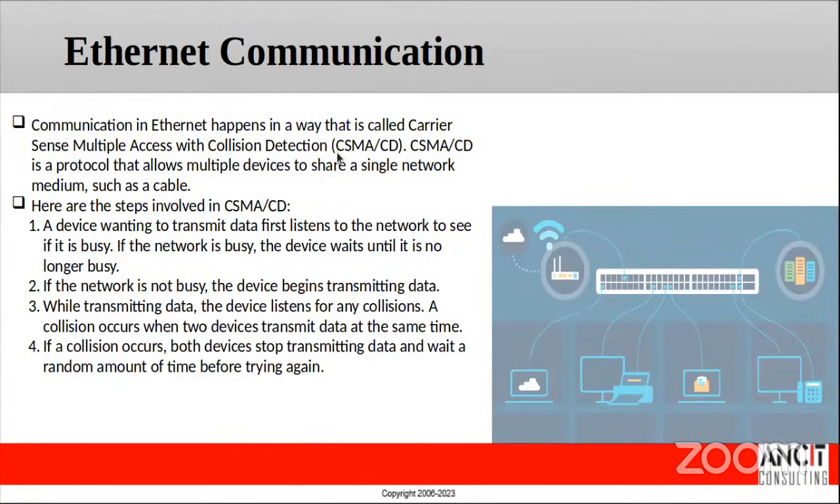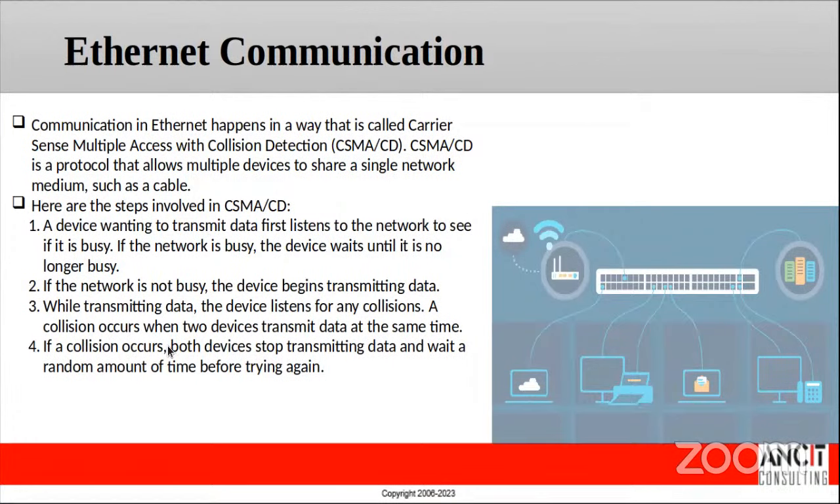In Ethernet communication, we majorly use the CSMA/CD method, which means carrier sense multiple access with collision detection. First I will explain how it works, and after that I will give one example for CSMA/CD. Before transmitting, it will wait for some time and check the bus, whether it is busy or not. Once the bus is free, it will start the transmission of the data.